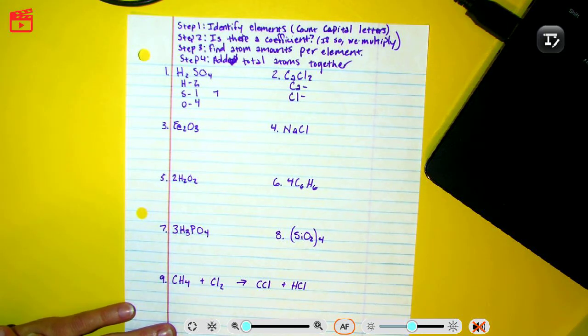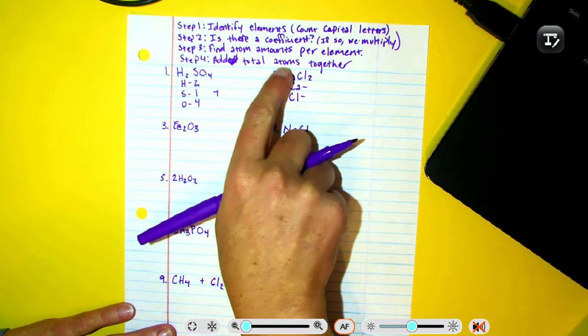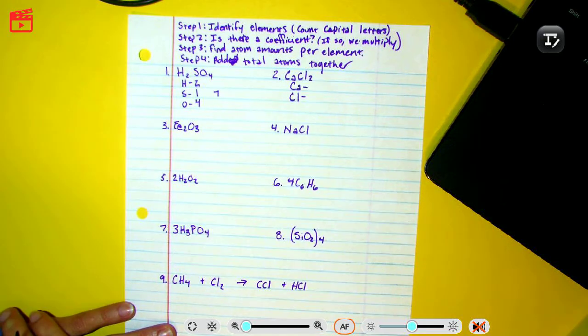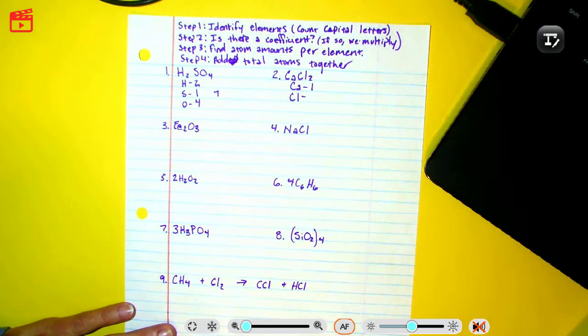Now, step 2, is there a coefficient? No, there is not. There is no number there. That means I just have one molecule of this. So Ca, calcium, has no subscript either. So it'd be 1 times 1, which is 1.